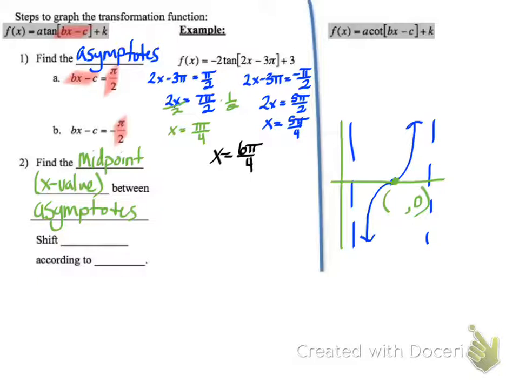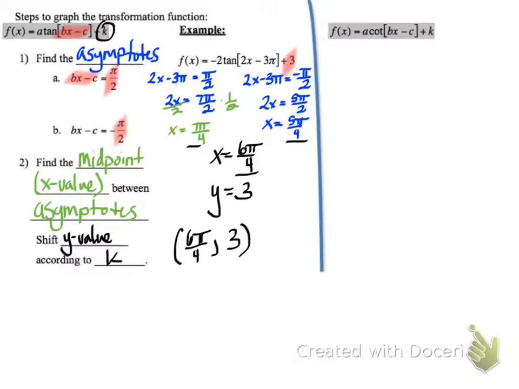So that's my middle value, and normally it's at 0, but just like sine and cosine, there could be a vertical shift. So I'm going to shift this value from 0 according to k. So same exact idea with sine and cosine. We shift it up and down according to k, same thing with tangent. So normally it's at 0, but in this case, it's going to be at 3, because the k value is 3. So my point that I'm going to graph is 6 pi over 4, comma 3. My graph is shifted up to 3.